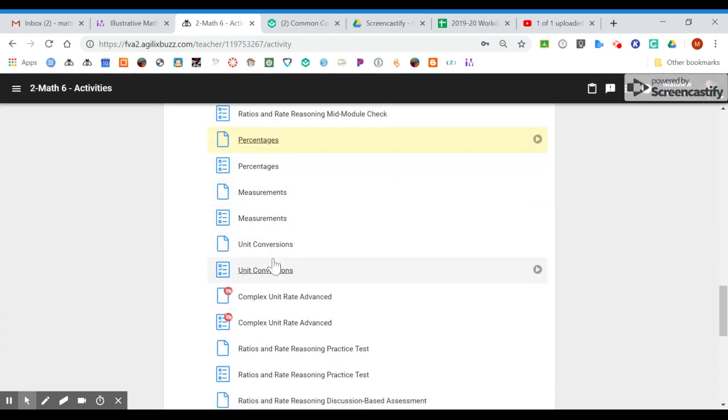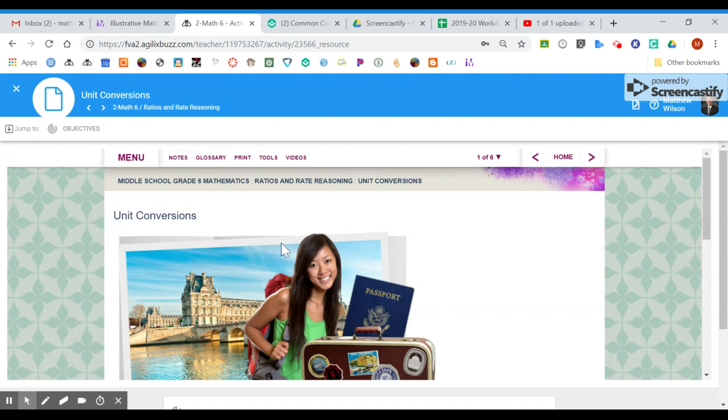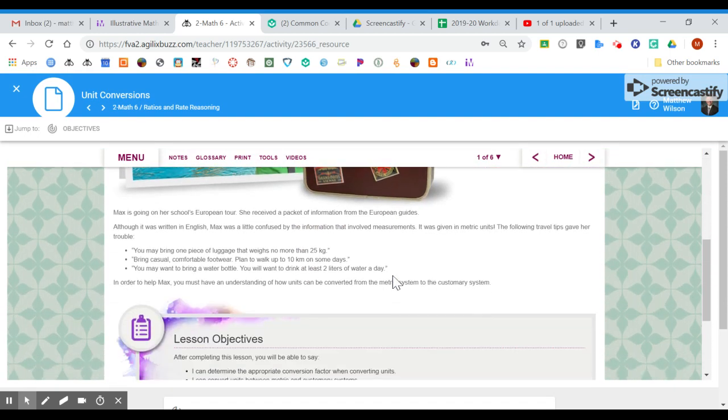Finally, the measurements and unit conversions. I want you to be able to take something, for instance, if I give you something in miles, I want you to be able to change it into feet. If I give you something in yards, I want you to be able to change it into inches. If I give you something in kilograms, how can you change it into grams?